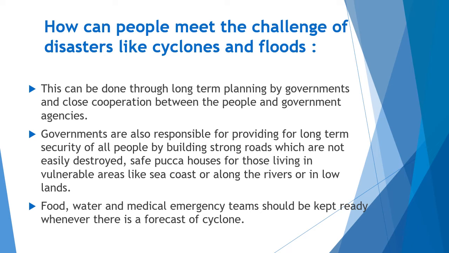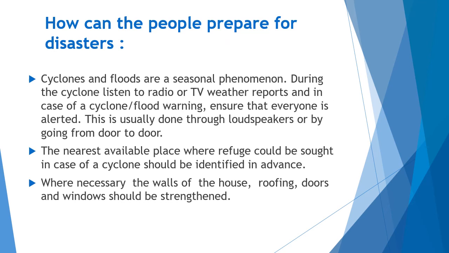And how can the people prepare for disaster? Actually, when we get cyclones or floods, as a seasonal phenomenon, during the cyclone we have to listen to the radio, TV, and weather reports, and in case of a cyclone or flood warning, ensure that everyone is alerted. It is not that the cyclone is only in the downtrodden areas, that poor people will get it and we are not affected. It's not like that. Even we have got it a hundred times. That means we should be careful.